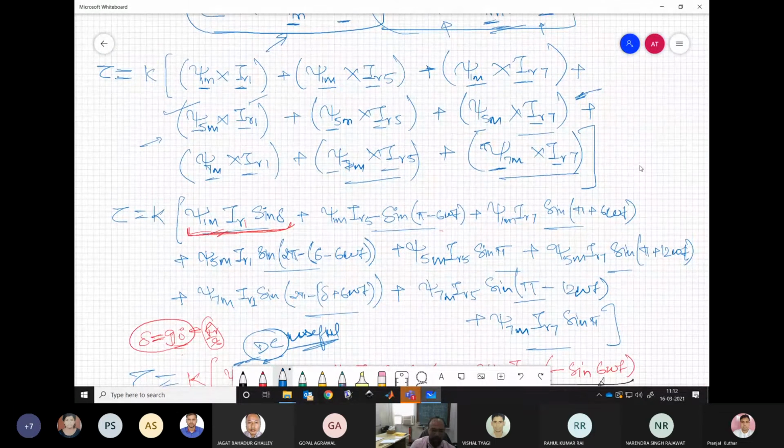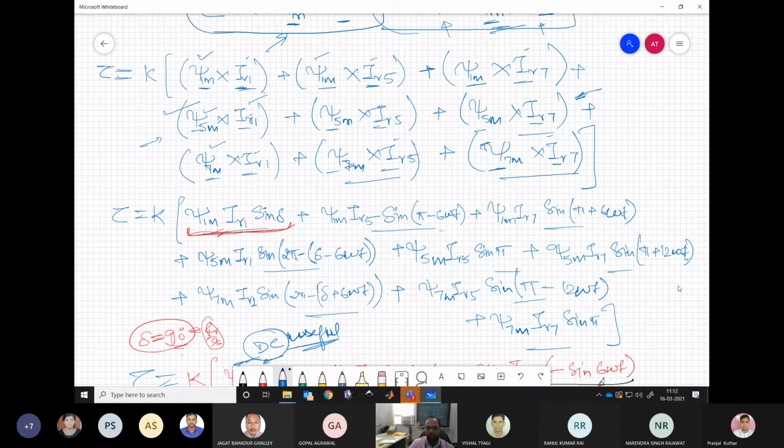Now, because we have three magnetizing fluxes coming over there, fundamental, 5th and 7th, all these three are interacting with all the rotor currents coming over there, fundamental, 5th and 7th. So these all are interacting with these currents and generating different torque components.